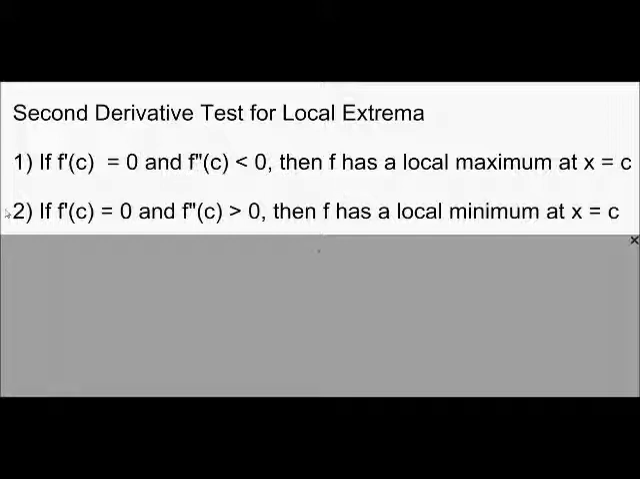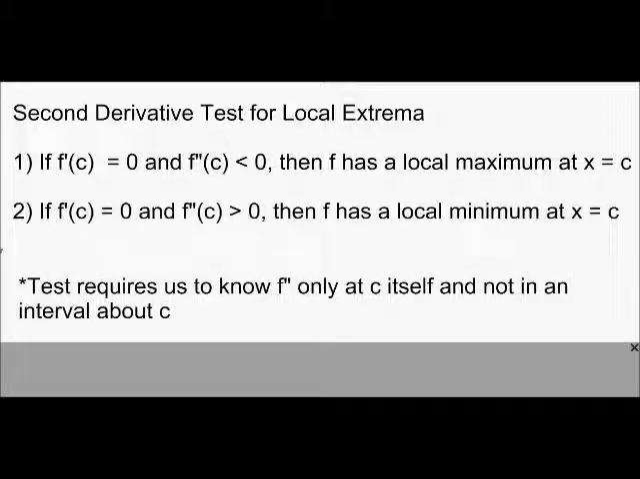If f prime of c equals 0, so again the slope of your original function is 0 at point c, and f double prime of c is greater than 0, so your first derivative has a positive slope, then f has a local minimum at x equals c.